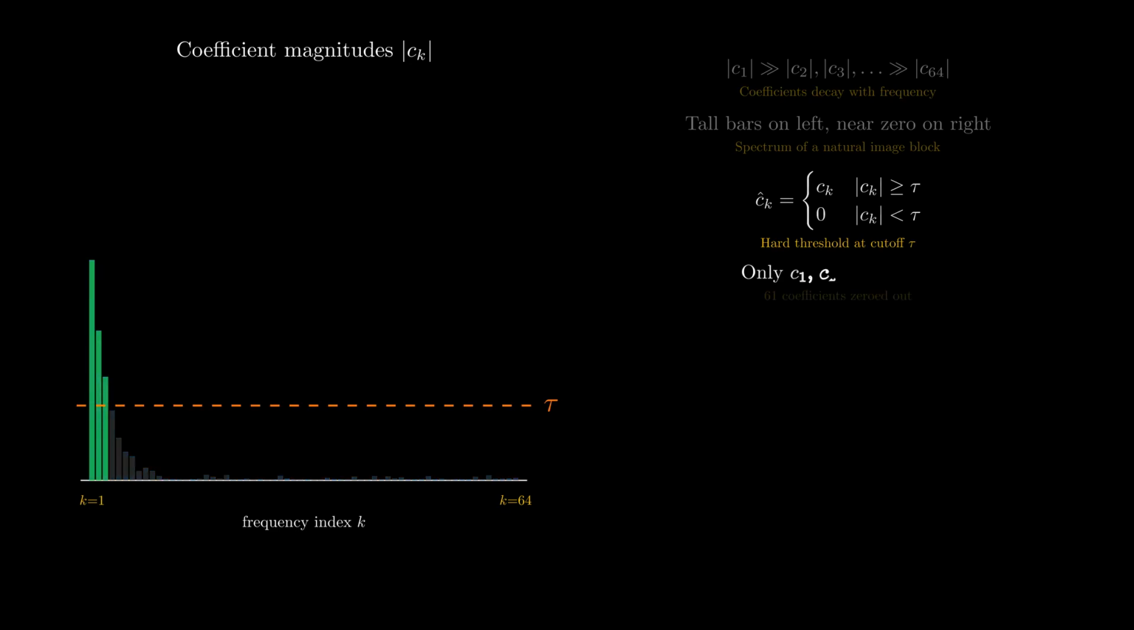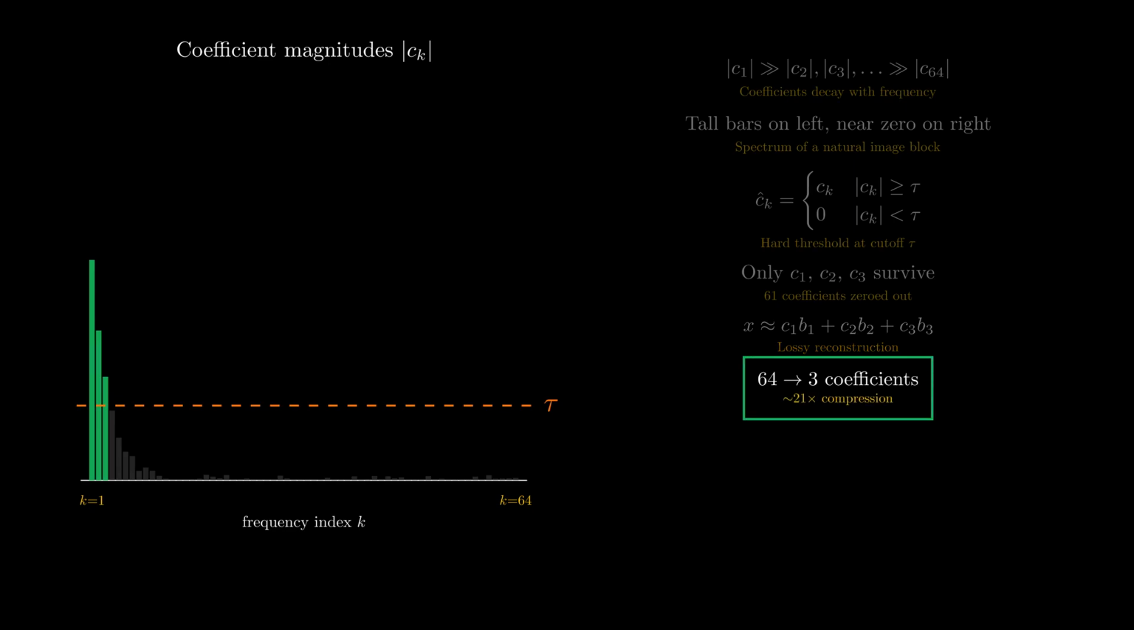Suppose only 3 coefficients survive, the constant term and 2 low-frequency partners. We've replaced 64 numbers with 3. The high-frequency information is gone forever, but it carried almost no energy and no perceptible detail. The lie is invisible. Reconstruction is just a change of basis run backwards.